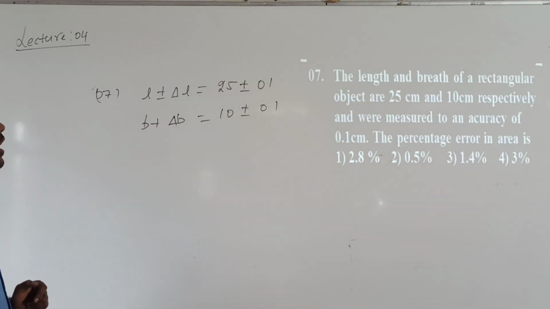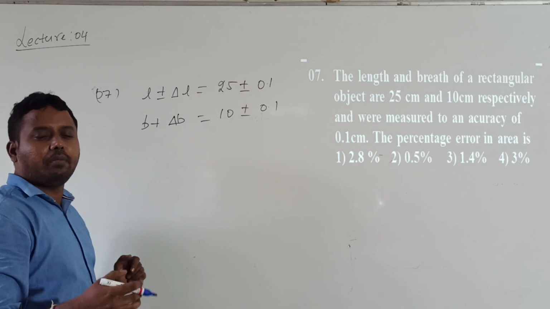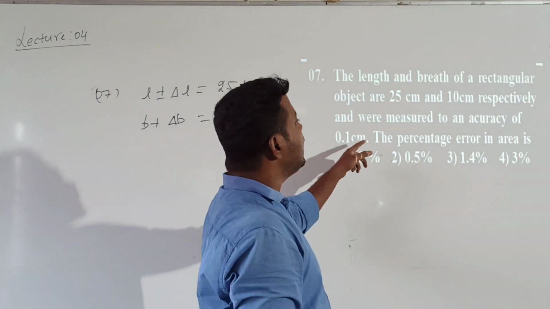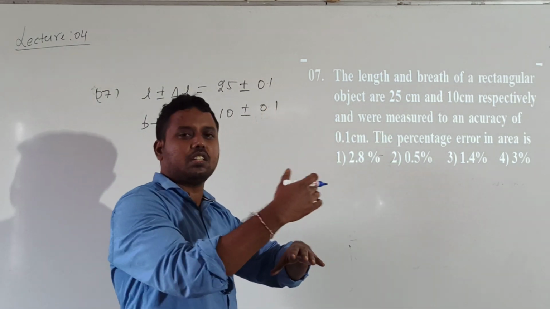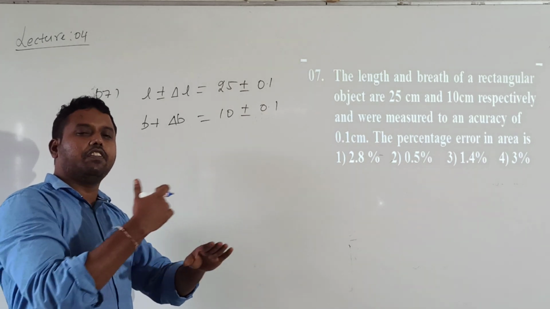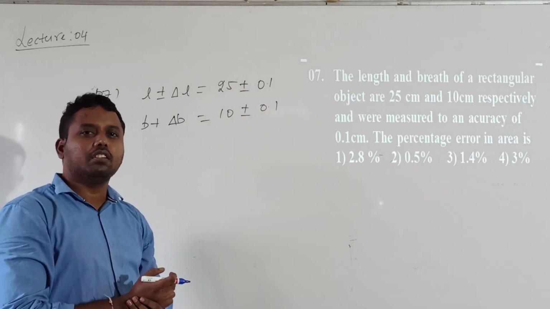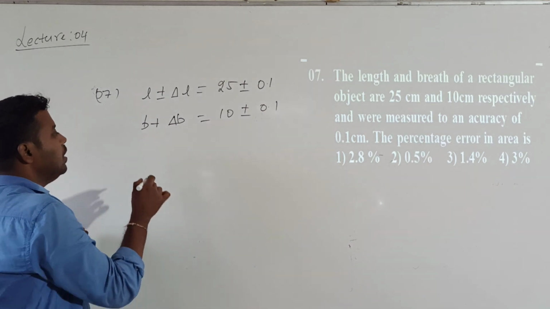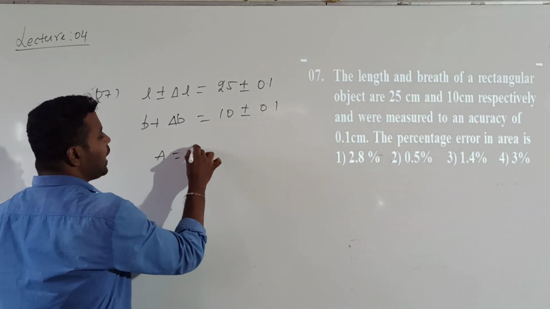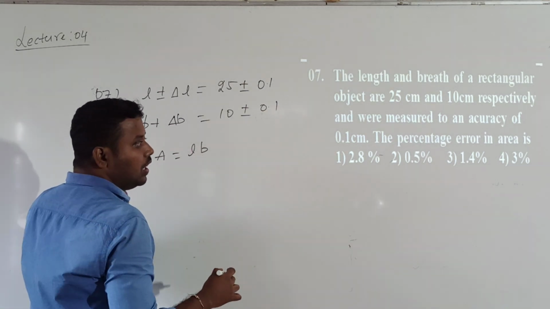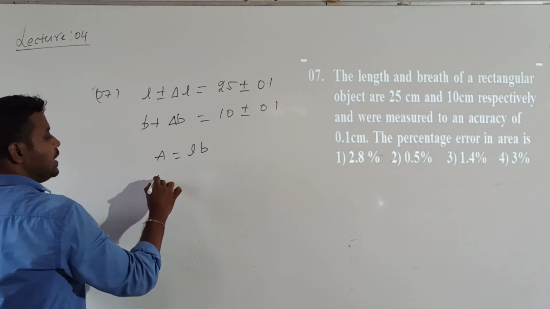Both accuracies are the same. Accuracy gives you the difference between the true value and the measured value, that is nothing but error. Now the area is given by the formula A = L × B. Now they are asking us to calculate the percentage error in A.